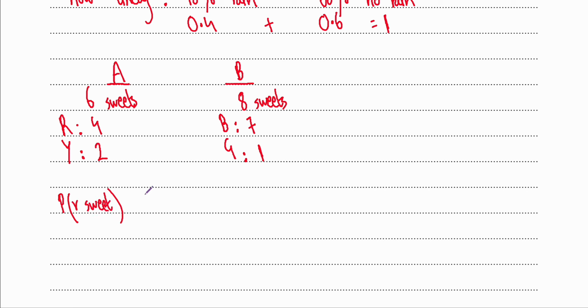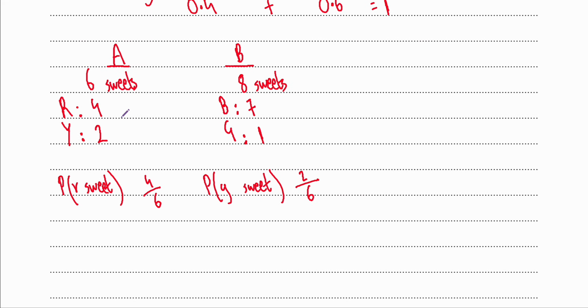is just gonna be 4/6. And then the probability of picking a yellow sweet is gonna be, of course, 2/6. Because 4/6 plus 2/6 adds up to 1. And this makes sense, right? If there are 4 red sweets out of the 6 total sweets, then the chance that you're gonna pick up a red sweet is gonna be 4 divided by 6.